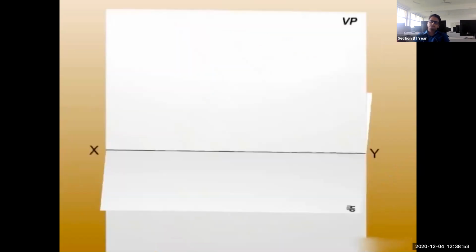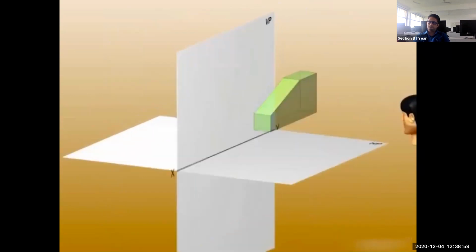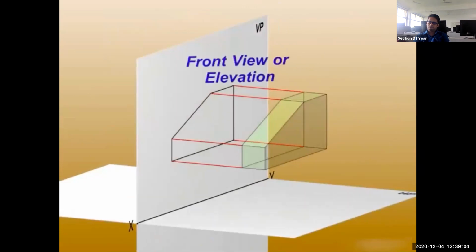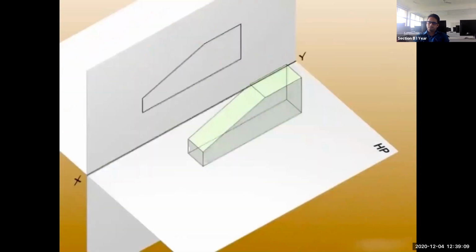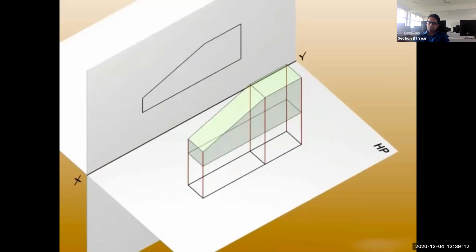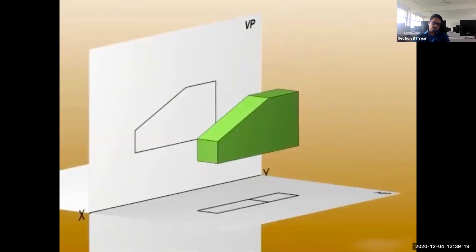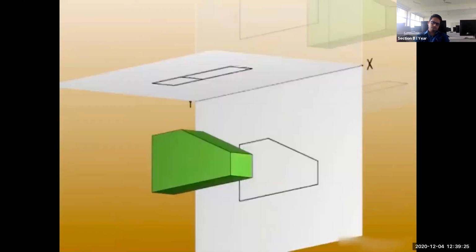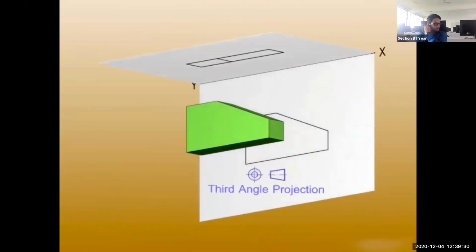Alright, now consider the object in the first quadrant. Looking at it from the front side, the image is formed on the VP and is known as front view or elevation. And if we look at it from the top, then the image formed on the HP is known as top view or plan. As the object is in the first quadrant, the projection obtained is the first angle projection. Similarly, if object is situated in the third quadrant, then projection is known as third angle projection.